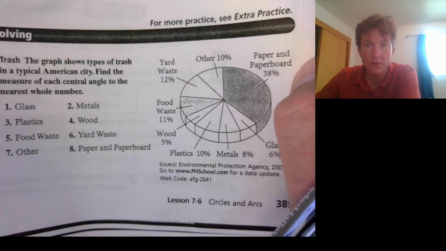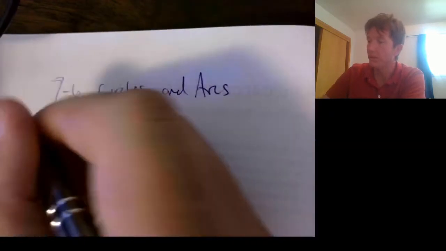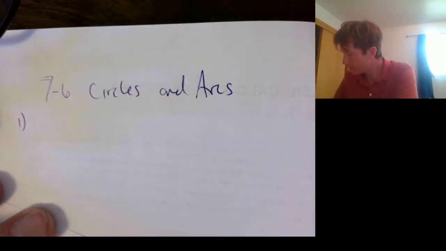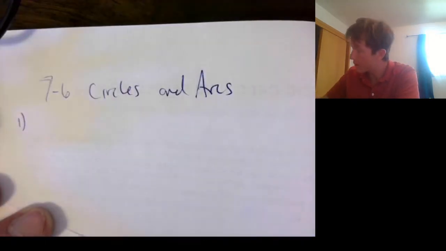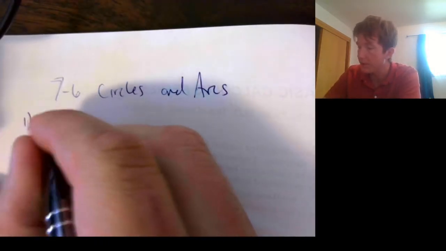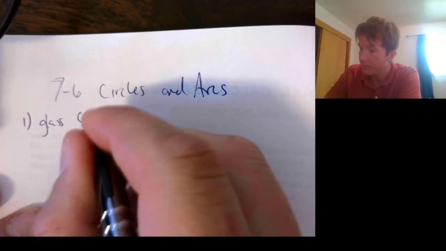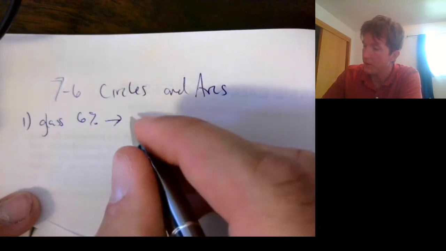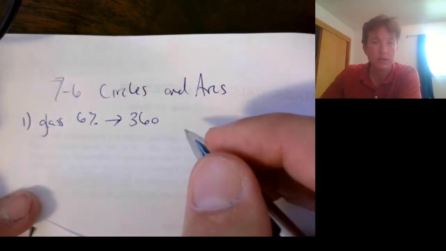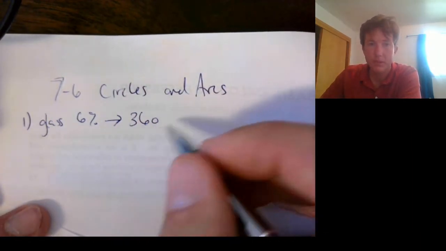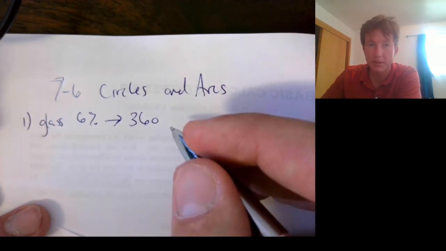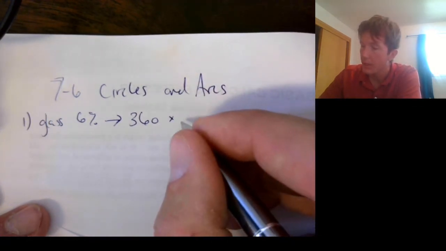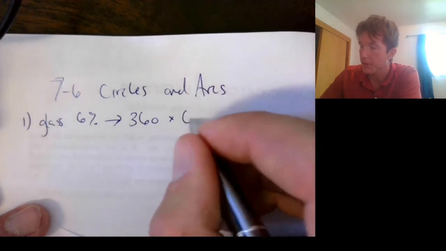So remember that a circle has 360 degrees in it. So using that info, we can figure out how much each portion is. So the first one is glass, which takes up 6% of that. Okay, so remember the way to do this is first you put down your degrees. There's 360 degrees in a circle, and we're going to multiply this by 6%.